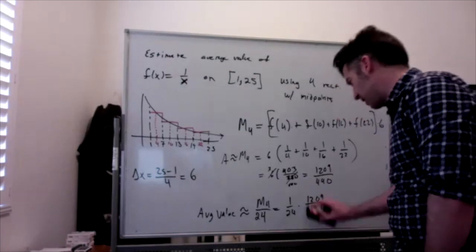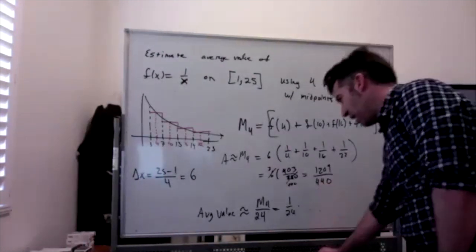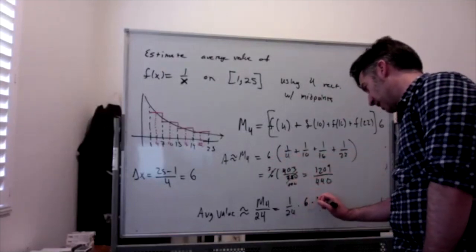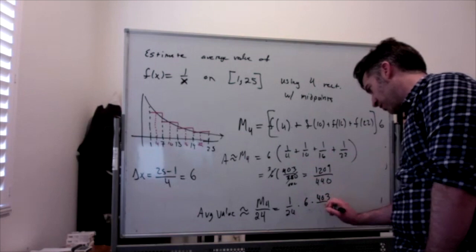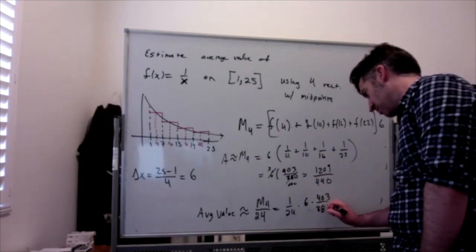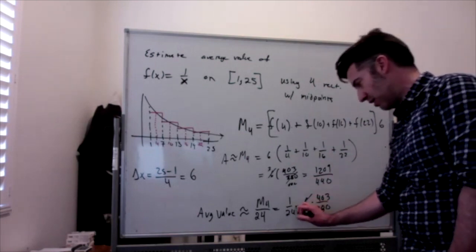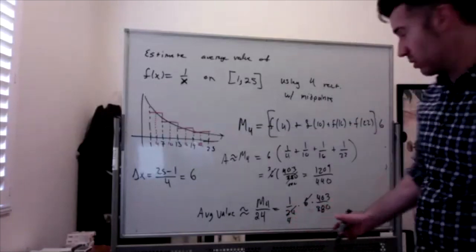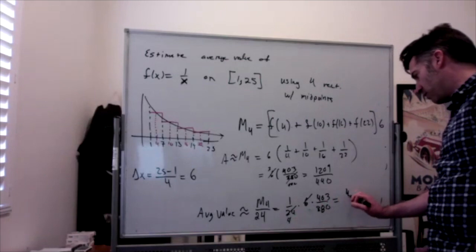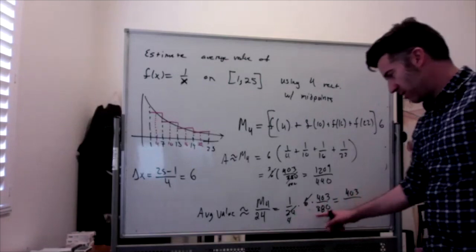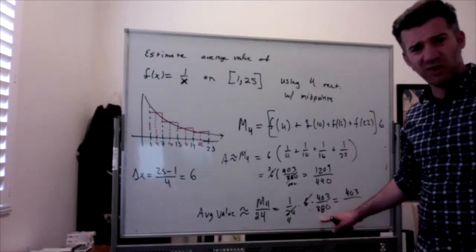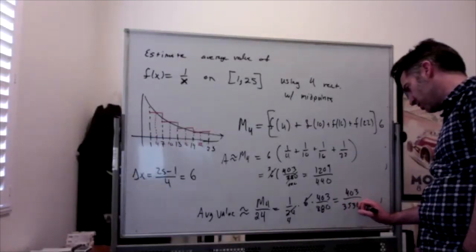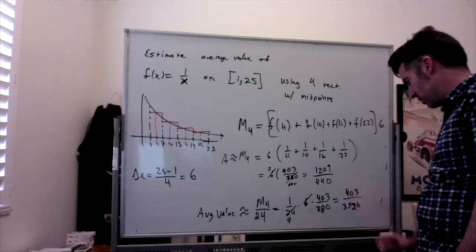Let me go back actually, because I think I can make this a little bit simpler. I'm going to write this as what it was before, as 6 times 403 over 880, because it would be smarter to say, oh, I can cancel a 6 there with a 6 there. Again, these numbers are kind of dumb, but that's what we got. So we get 403 over 4 times 880, which is 3,200 plus 320, so 3,520. I don't think that simplifies.